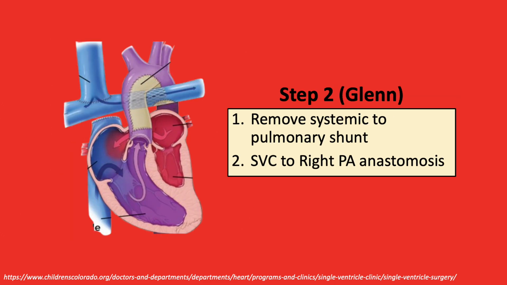Stage 2 is the Glenn procedure, developed by William Glenn, the goal of which is to redirect blood flow from the upper body to the lungs. This is performed before the Fontan, which is a stage 3 procedure, as the blood flow in the upper body is greater than that in the lower body, until development occurs. It involves removing the systemic pulmonary shunts performed in stage 1, and then an SVC to right pulmonary artery anastomosis.